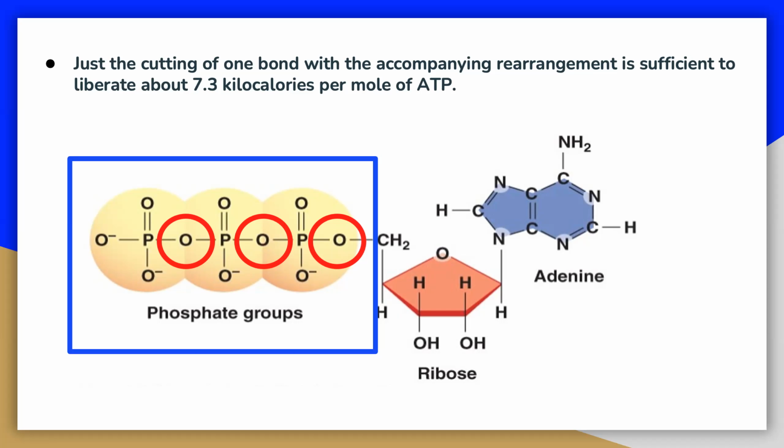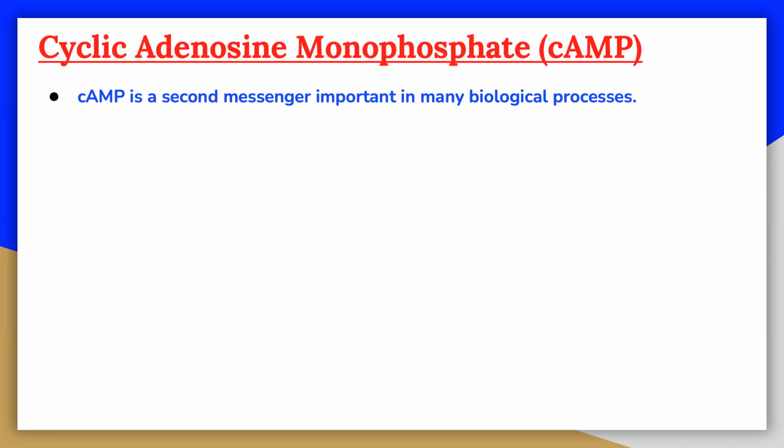If you remove just one of these phosphate groups from the end so that there are just two phosphate groups, the molecule is much happier. Just the cutting of one bond with the accompanying rearrangement is sufficient to liberate about 7.3 kilocalories per mole of ATP. This is about the same as the energy in a single peanut.